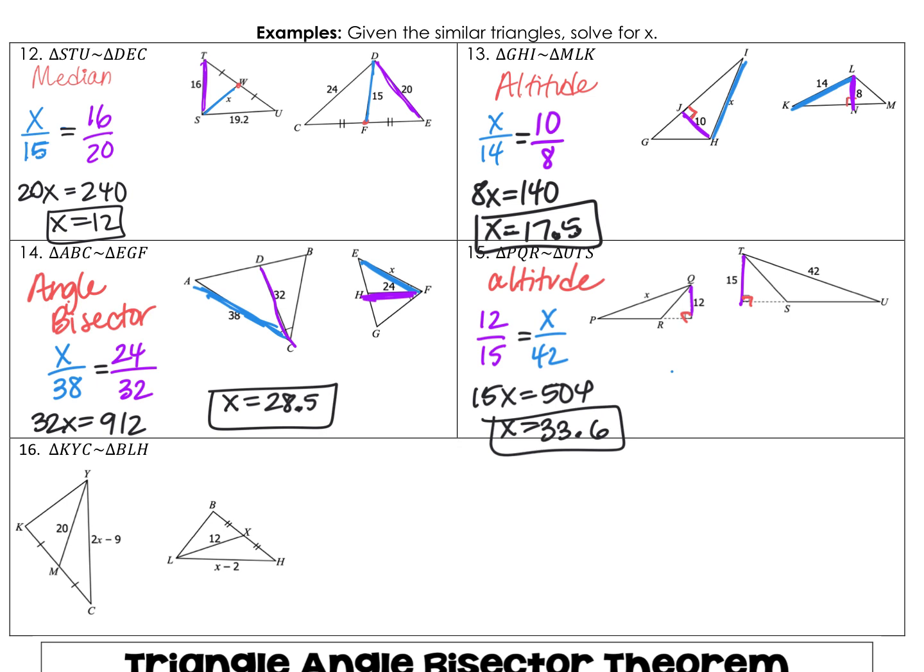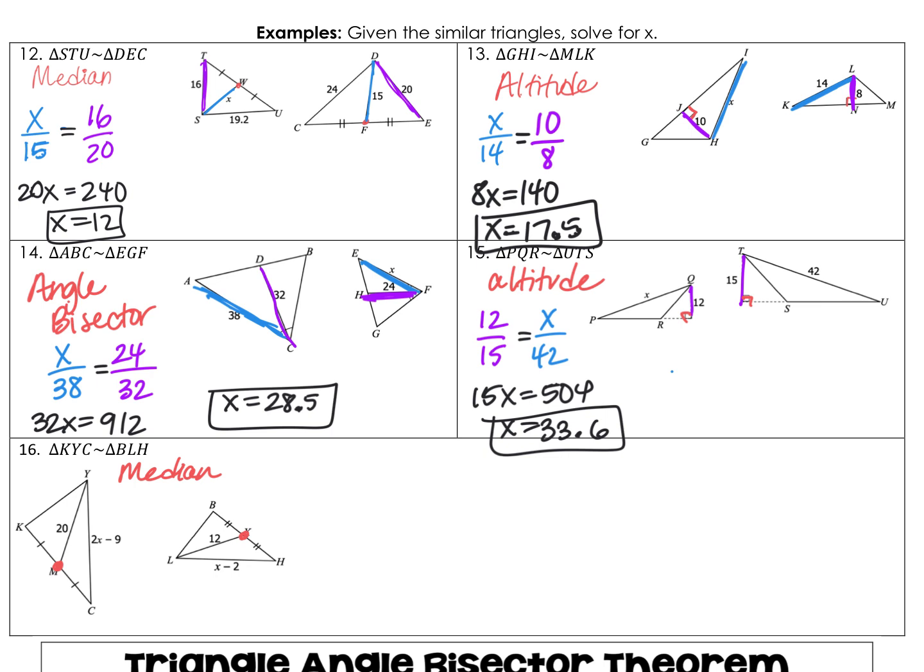Okay, and then the last one here, number 16. What kind of line is causing this to happen on number 16? Okay, you need to look at the congruent markings. The congruent markings are on the side, which means that M and X are midpoints, which means that it's a median. A median connects to a midpoint. So this is median.